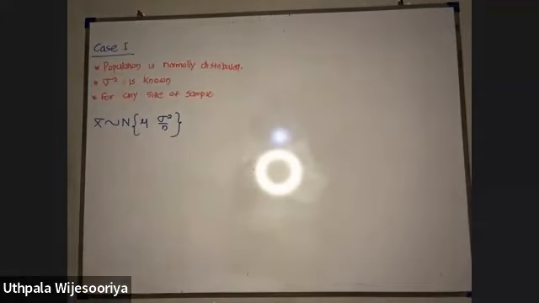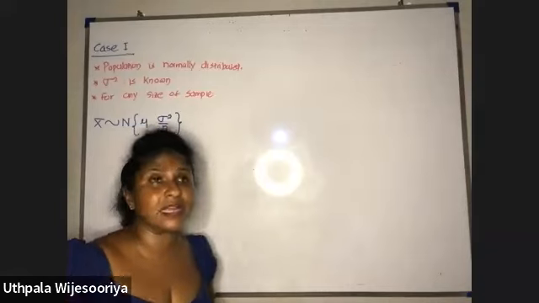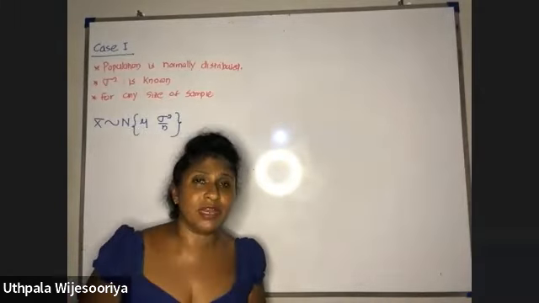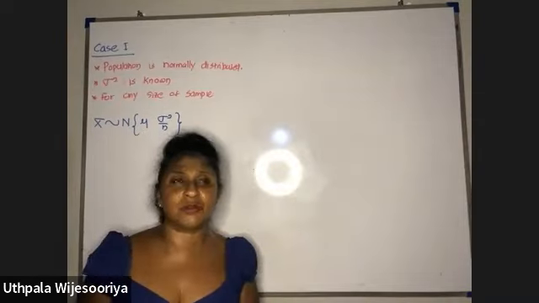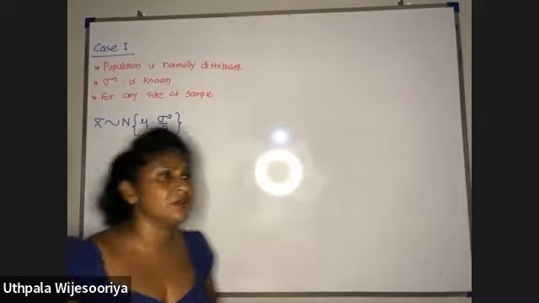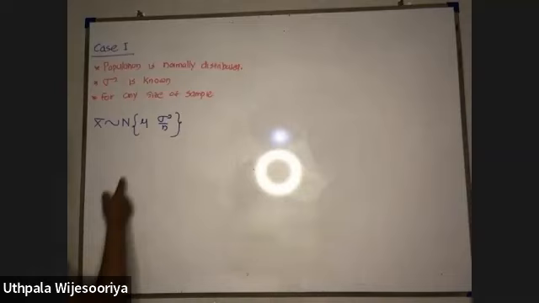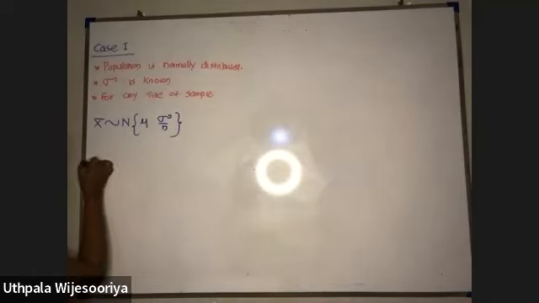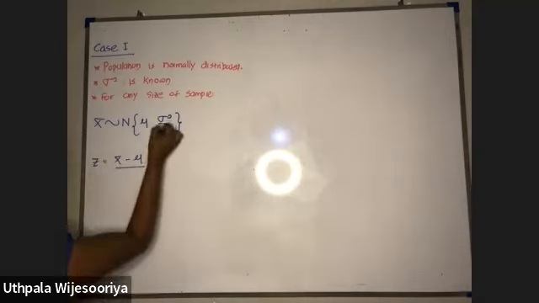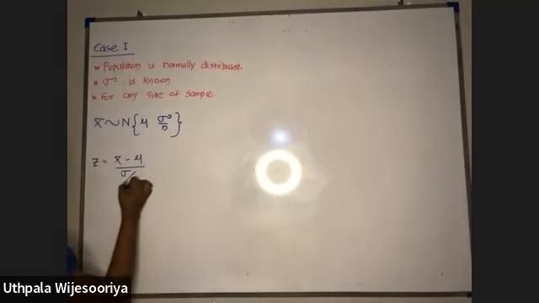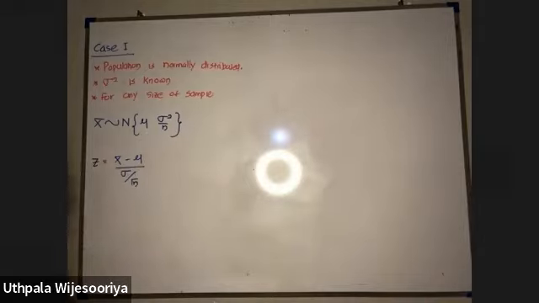Then the Z value. If it is a normal distribution, we can do various calculations, confidence intervals and hypothesis testing. So what is the Z value of this normal distribution? Z is equal to x bar minus mu over sigma over root n, where the denominator is the standard deviation, the square root of the variance.